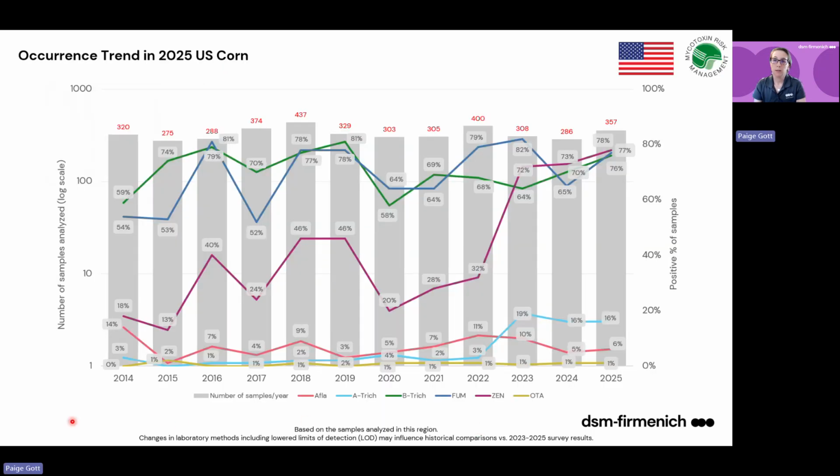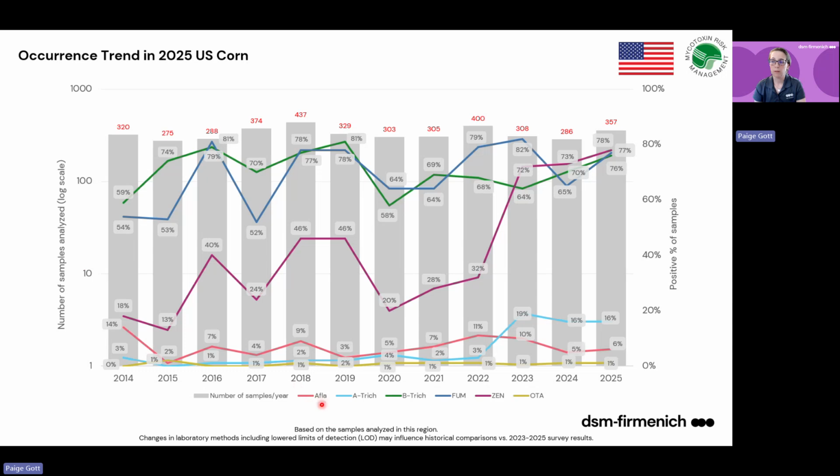This graph represents the occurrence trends for the survey. Up the primary y-axis, we have the number of samples analyzed in a log scale, which also corresponds to the gray bars and the red shaded numerals across the top of the graph. We have the years of the survey across the x-axis, and then up the secondary y-axis, we have the percent of samples that were positive for the different types of mycotoxins that are represented by the different colored lines.